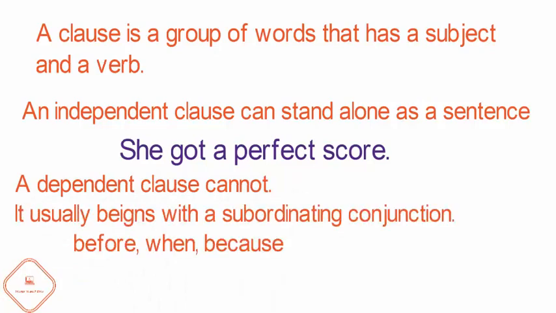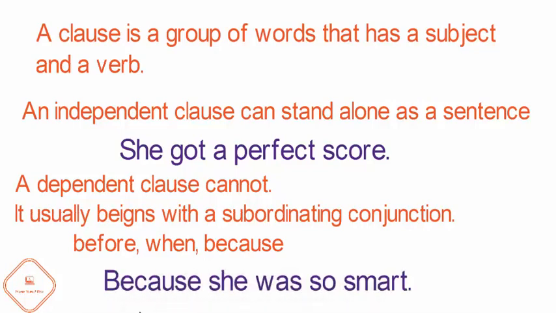Then we have a dependent clause. A dependent clause cannot stand as a sentence by itself. And it usually begins with a subordinating conjunction such as before, when, or because. So before, when, and because are called subordinating conjunctions. They usually begin a dependent clause, like this example: because she was so smart.